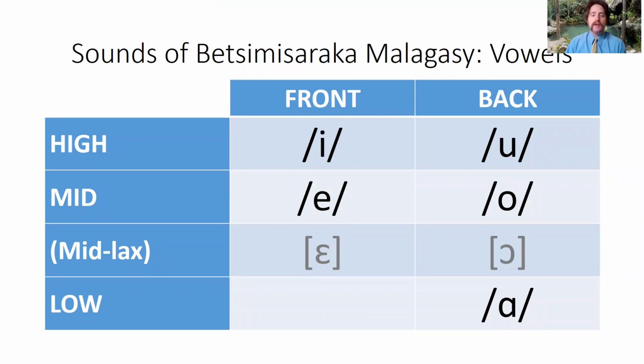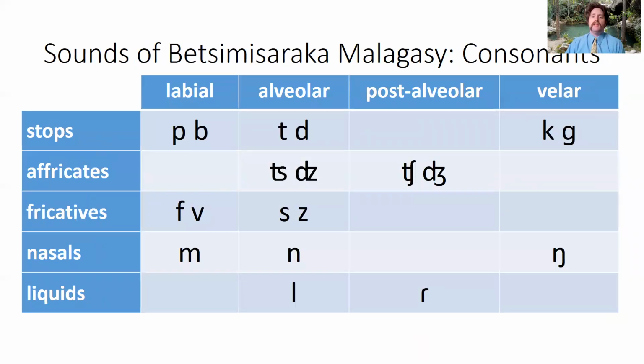The inventory of Betsimisaraka includes 5 vowel phonemes, the cardinal vowels, not too unusual. So let's move on to looking at the consonants of Betsimisaraka. I have a few things to say about these. If you look in the liquid column, you'll see they use a flap as their R sound, similar to Spanish and some other languages you speak. It has that velar nasal, or engma as we call it. This actually differentiates it from other kinds of Malagasy. It has post-alveolar affricates, ch and j, just like English does.